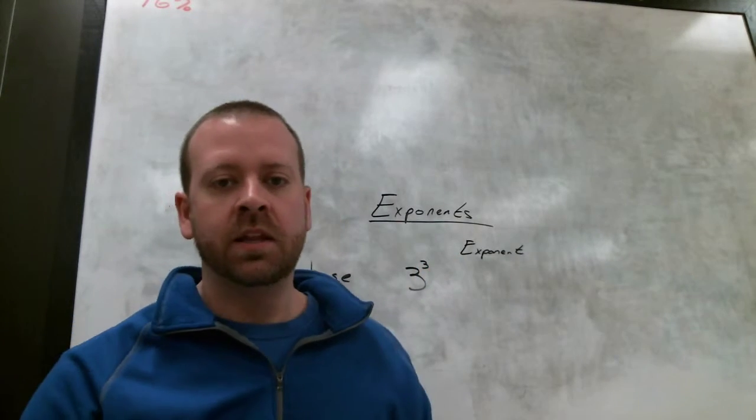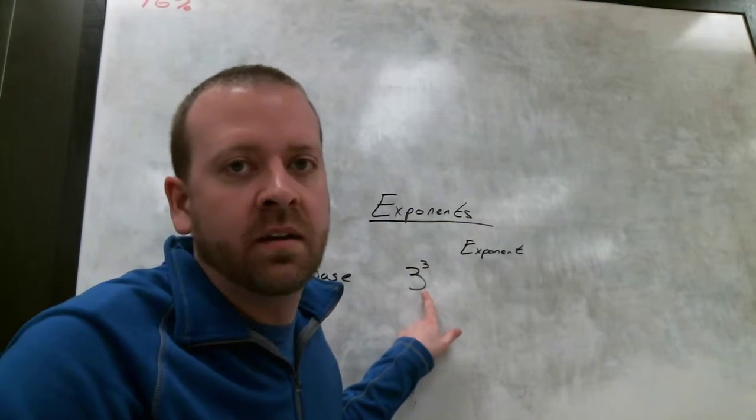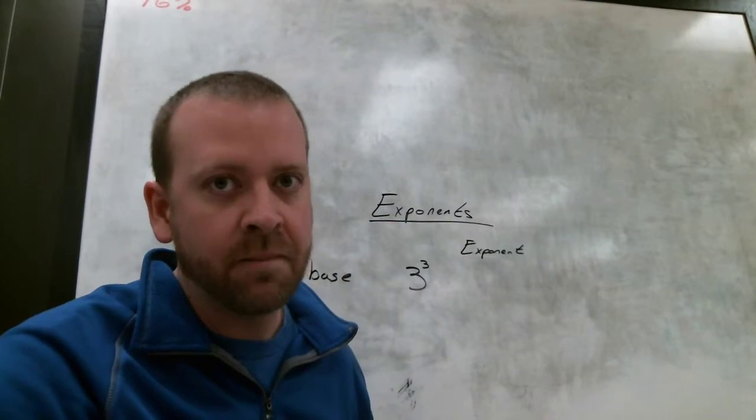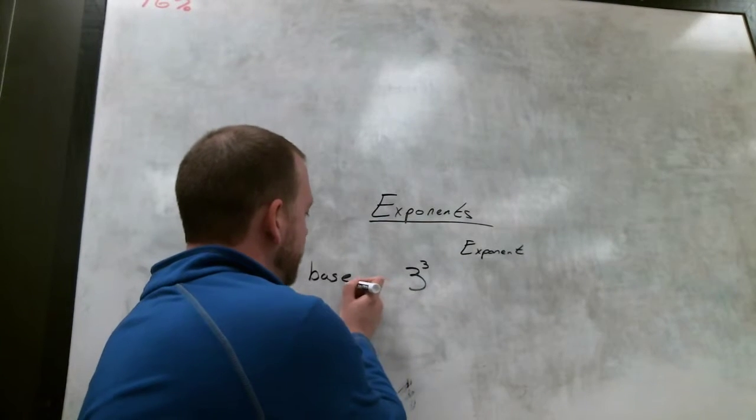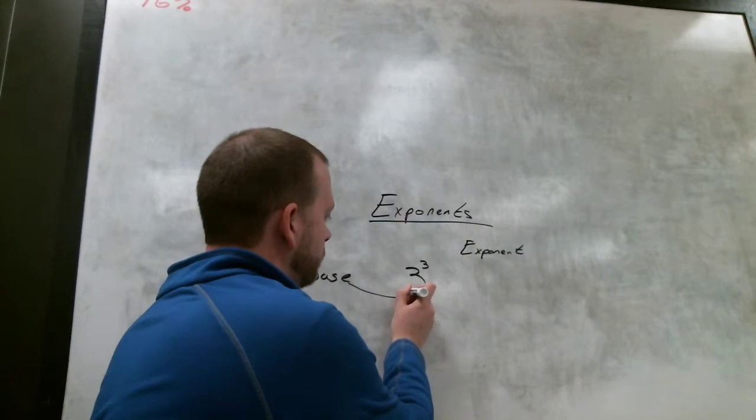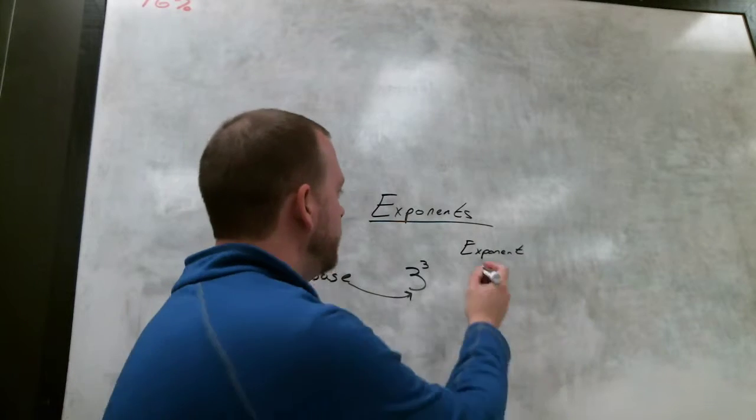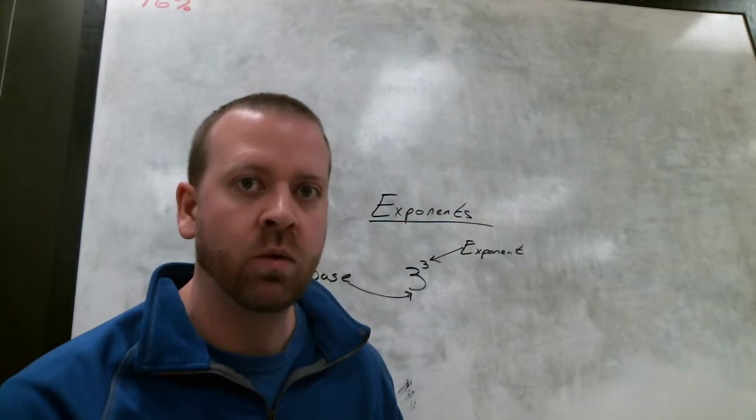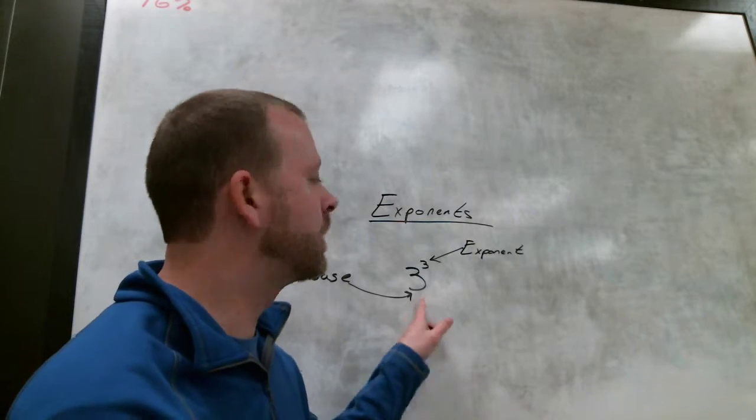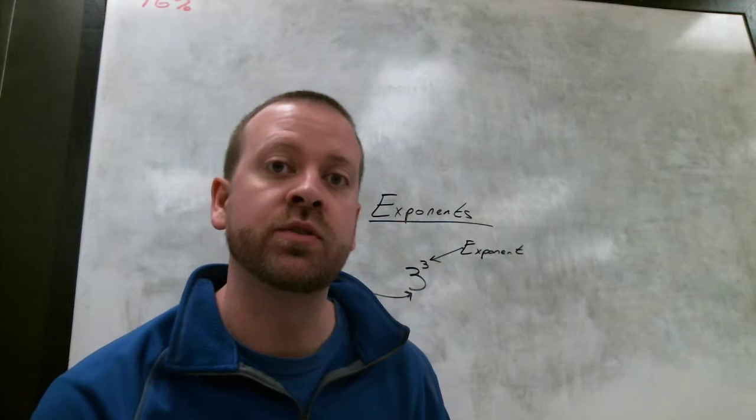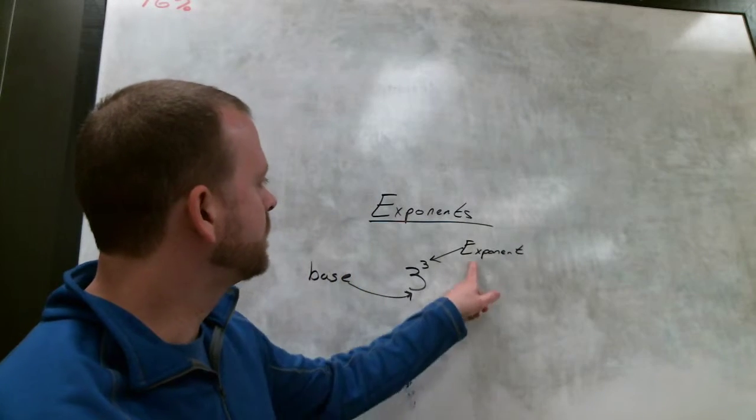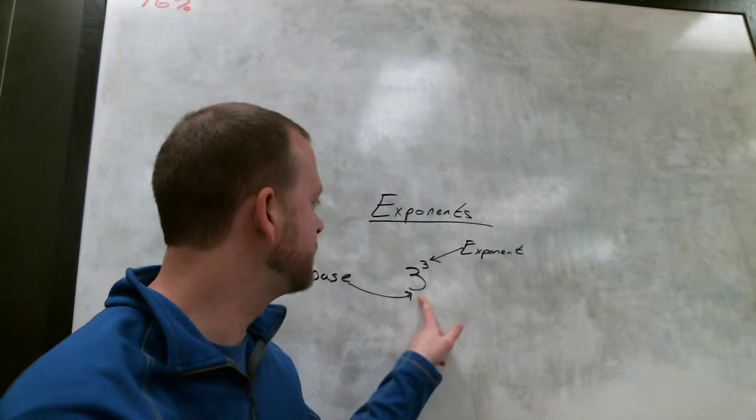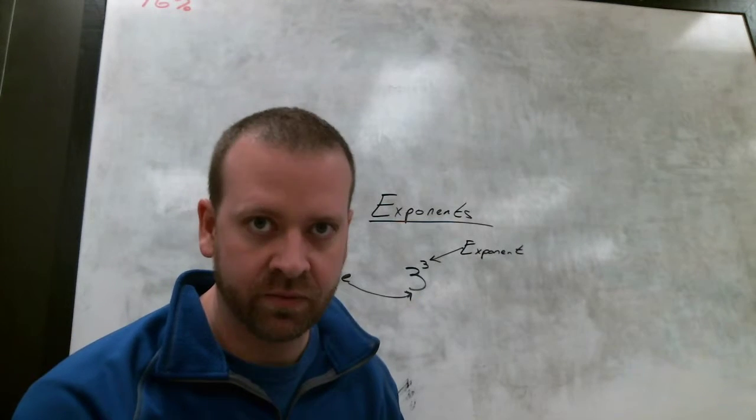All right, this is an exponent. And the way that this is read, it is 3 to the third power, okay? Now, the base is the big number right there. That's the base. The exponent is that little number right there. Now, the base is the number that we're going to be multiplying, because with exponents we're going to do some multiplying. The exponent tells us how many times we are going to multiply that base times itself.